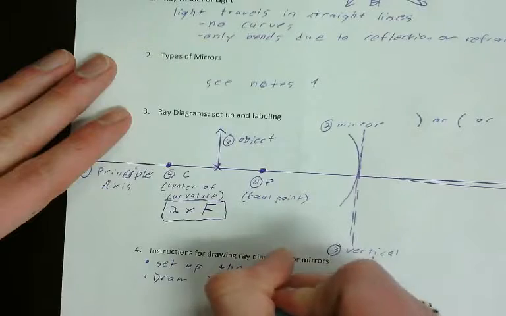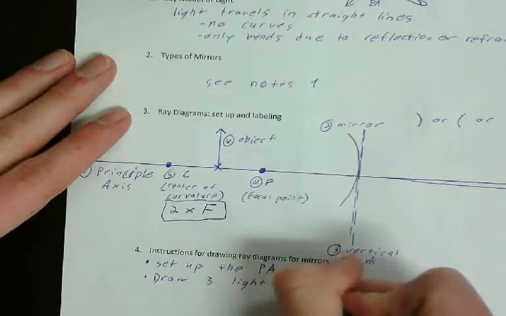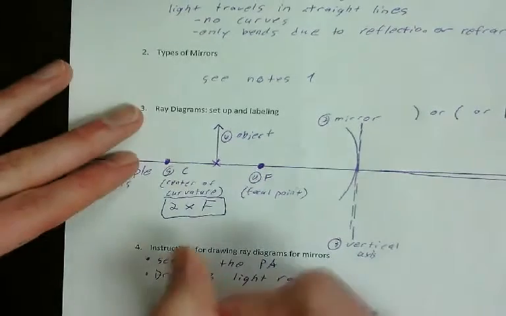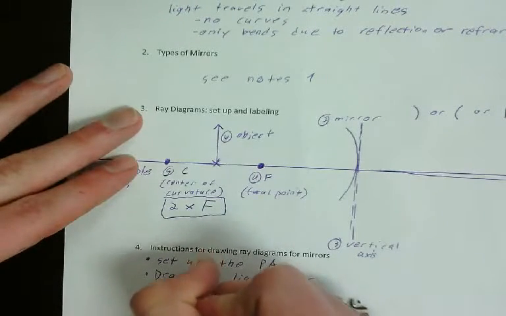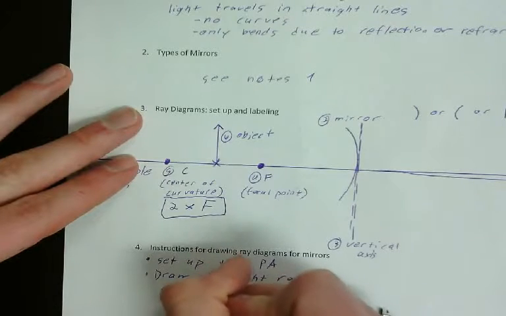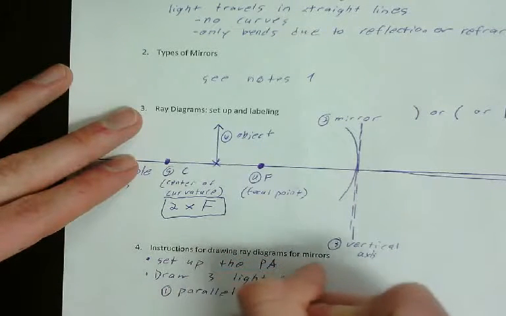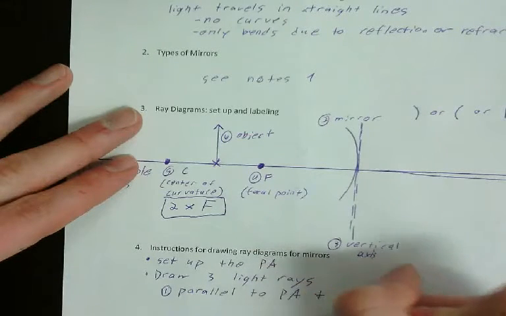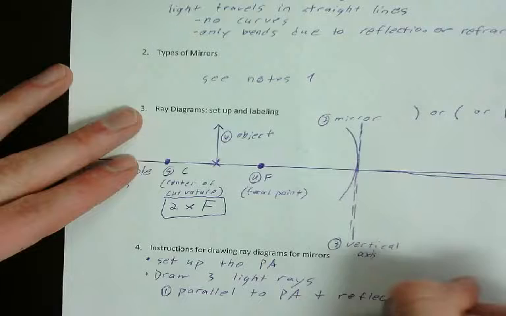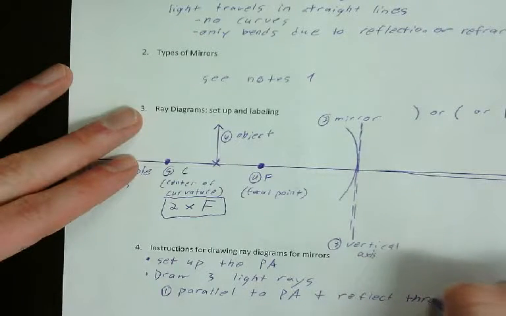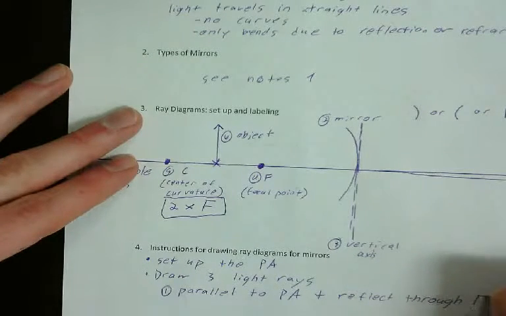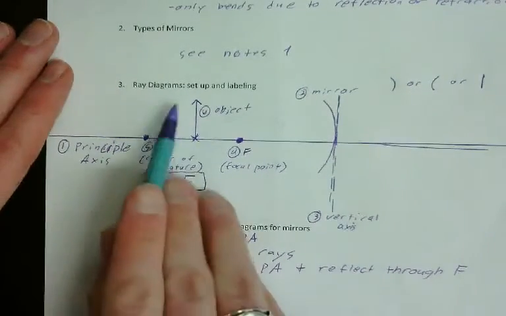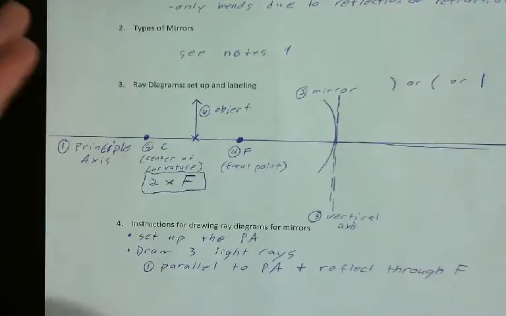Draw 3 light rays. Now, you're not going to draw any 3. You're going to draw 3 specific ones. The first one you're going to draw is going to be parallel to the principal axis and reflect through the focal point. So you're going to make a light ray that's parallel to the principal axis and going to reflect through F.